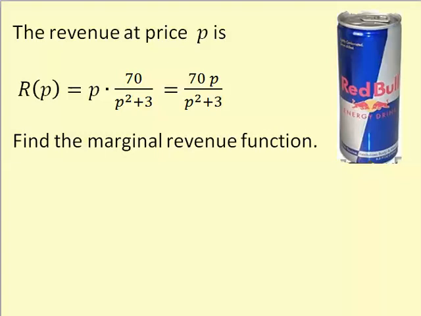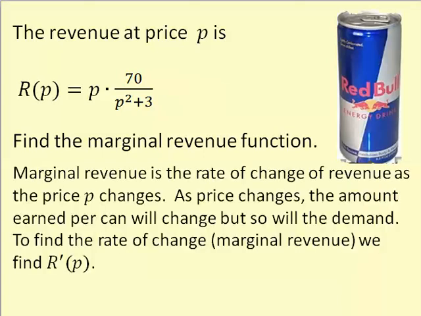Find the marginal revenue function. Marginal revenue is a phrase that economists use. If we change the price just a little bit, what happens to the revenue? What's the little bit of extra revenue that we get for the little bit of price increase? Well, to us, that just means rate of change. So marginal revenue is the rate of change of revenue as the price changes.